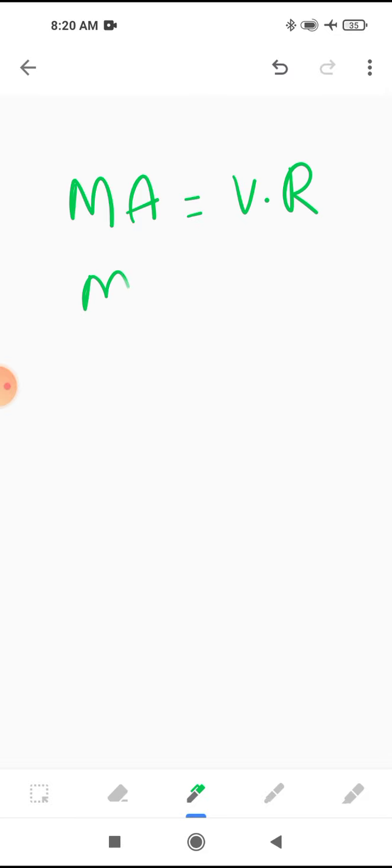Now let us discuss some questions based on ICSE examination from page number 55. Second question. What can we say about the relative magnitude of MA and velocity ratio VR for an ideal machine? For an ideal machine, MA is equal to VR. And for a practical machine, MA will be less than VR. In the theory portion I have explained it. You might have watched that video.